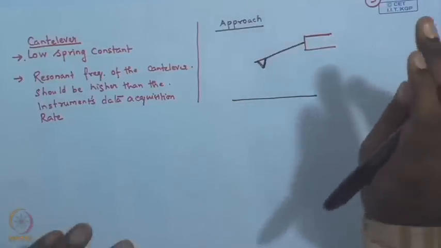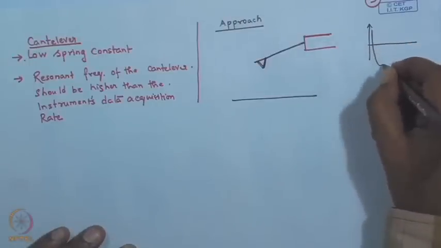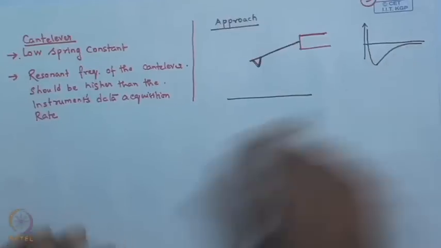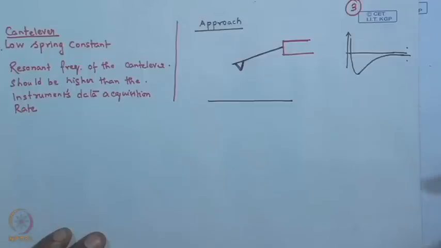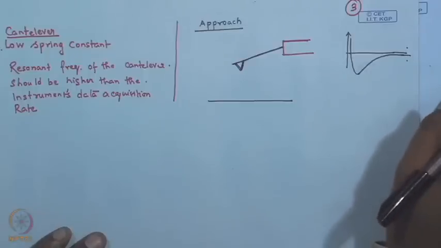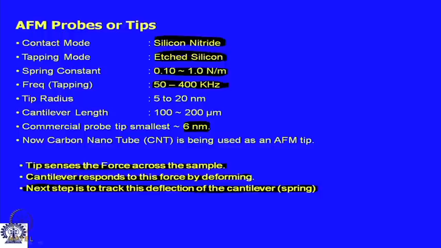Now I would like you to remember this curve again. When these two are far, far away, you are somewhere over here. There is no interaction between the two surfaces. And what are the surfaces here? The surfaces here are the tip of the cantilever and the surface you want to scan. How you bring it closer, and where to stop, we will discuss subsequently. But I am just trying to give you a glimpse of what we mean by these sentences, that the tip senses the force and the cantilever responds to this force.